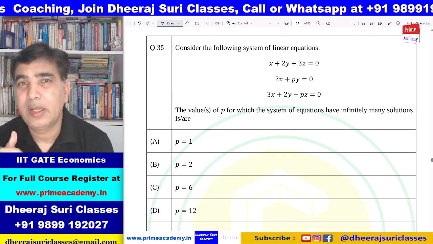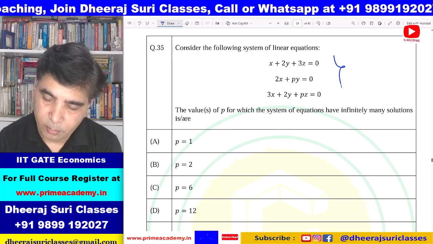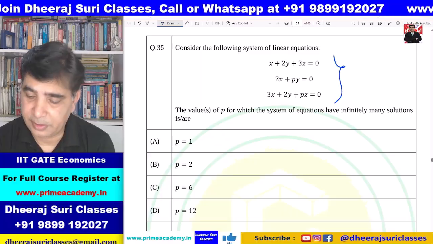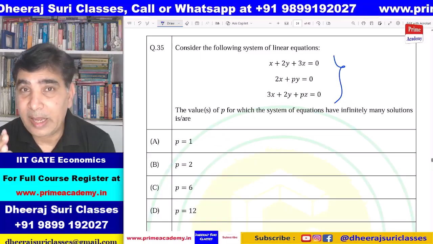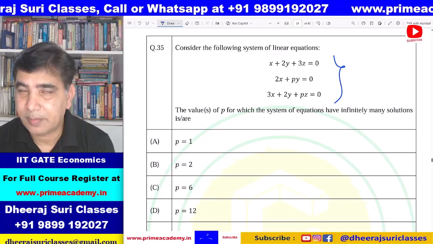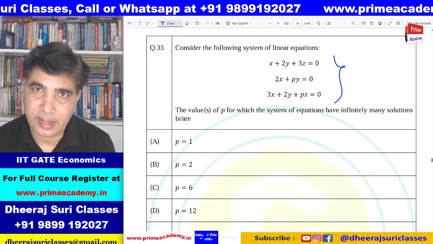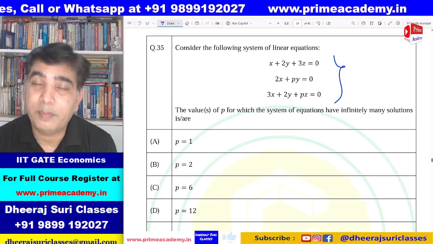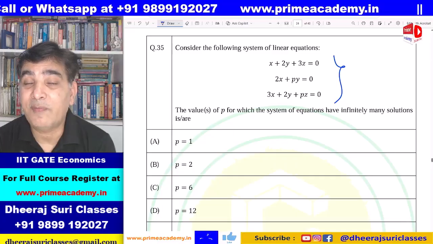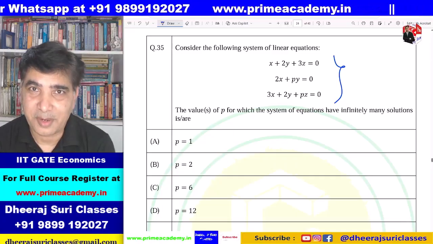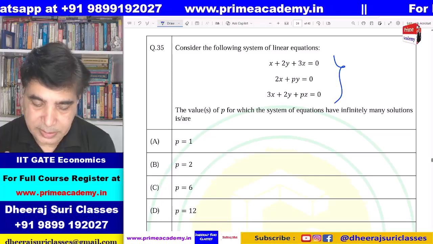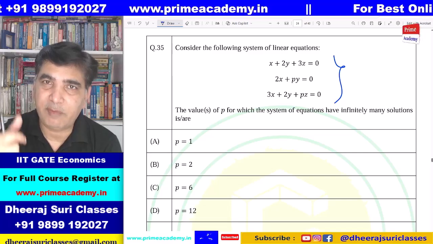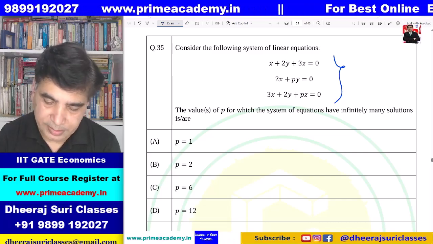Okay. See, this is a system of homogeneous equations. We will find the determinant D of the coefficient values, and if D is non-zero, then the system will have the trivial solution: x is 0, y is 0, z is 0. But if D is 0, then the system will have infinitely many solutions. So we have to find a situation where D is 0. We have to find D and put that equal to 0. Accordingly, we will get the values of p, and that will be your answer.